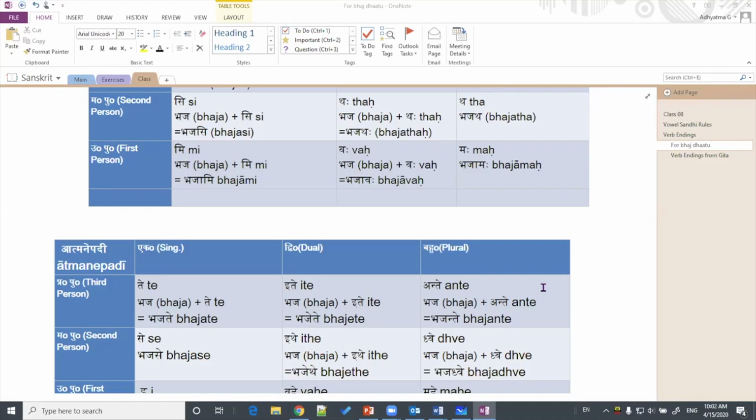The question: how do you know where to pronounce the accent or emphasis? There is no accent or emphasis in classical Sanskrit. That means in the Sanskrit we are studying, there are no accents actually.